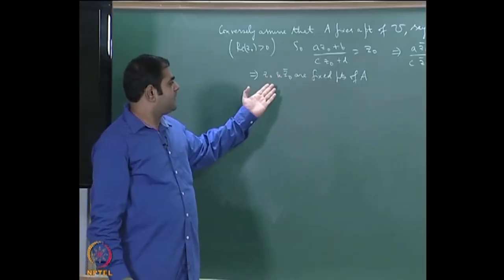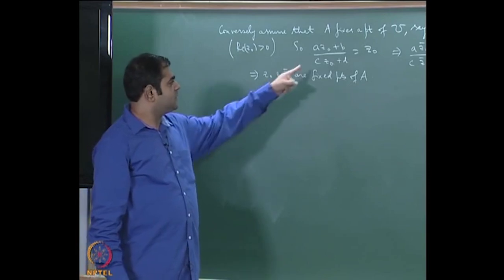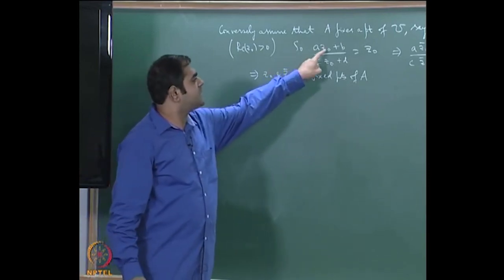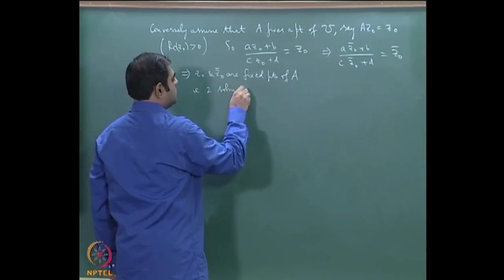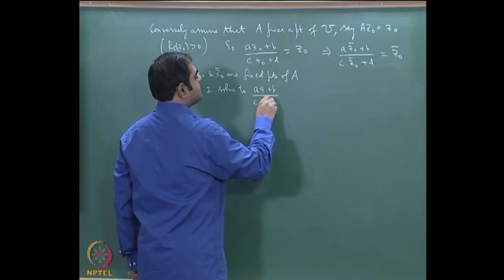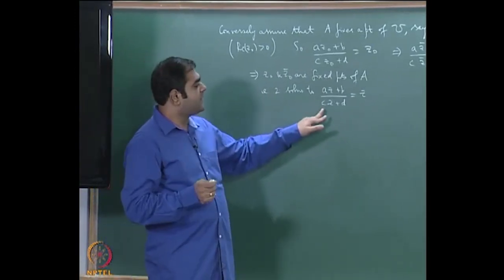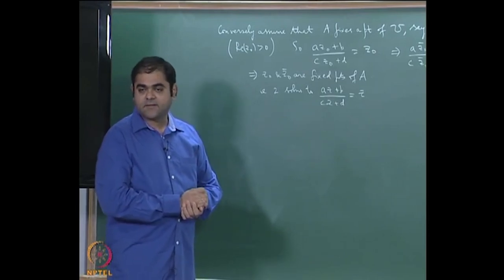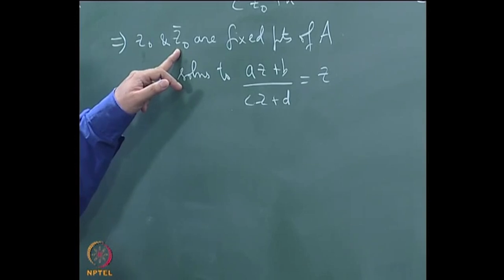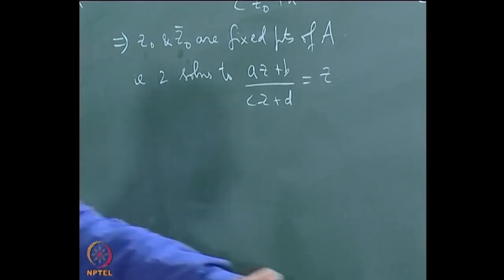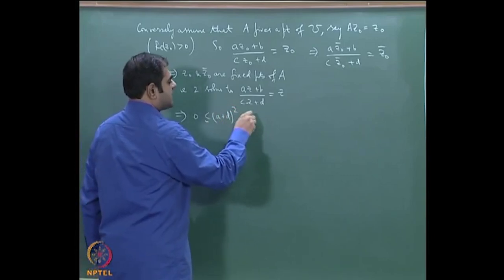So from this I conclude that these are two solutions to the equation (Az plus B) by (Cz plus D) equal to z. Mind you, if I rewrite this as a quadratic equation in z, it is a quadratic with real coefficients, and now you have two solutions which are conjugates of one another, and that will happen if and only if the discriminant is negative. And that condition will tell me that 0 is less than or equal to (A plus D) the whole squared, which is strictly less than 4.